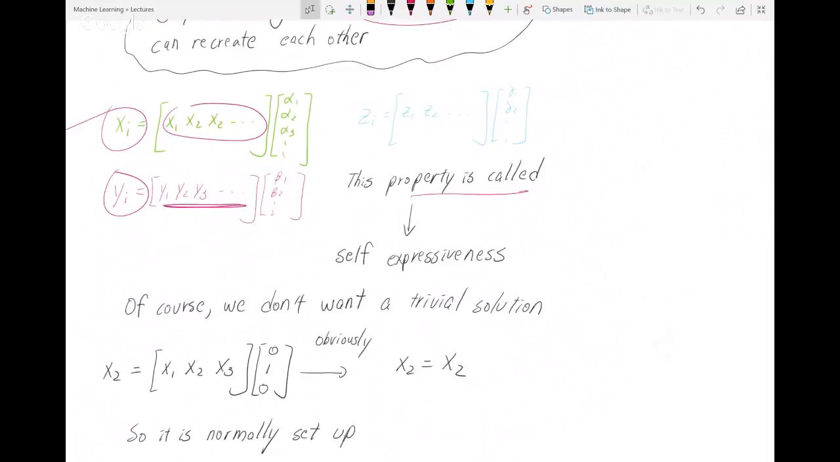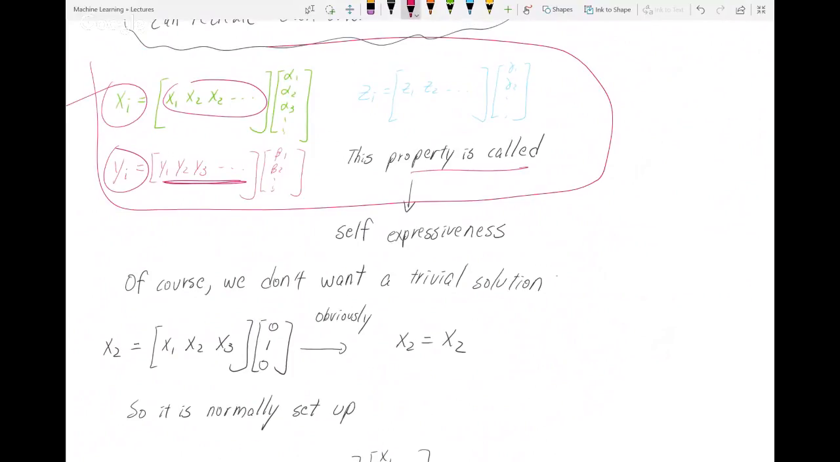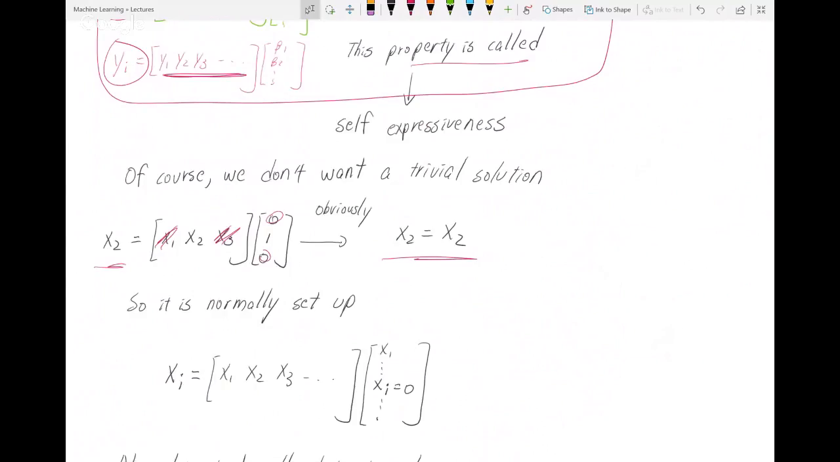Anyway, even though we do it this way, there's a trivial solution. For example, right here is x. If we just put 0, 0 for the others, they're gone, and essentially we're saying x2 is equal to x2. That's a trivial solution, and we want to avoid that. So for xi, we want to make sure that coefficient is 0, and then distribute the weights of how to rebuild it over all the other points.